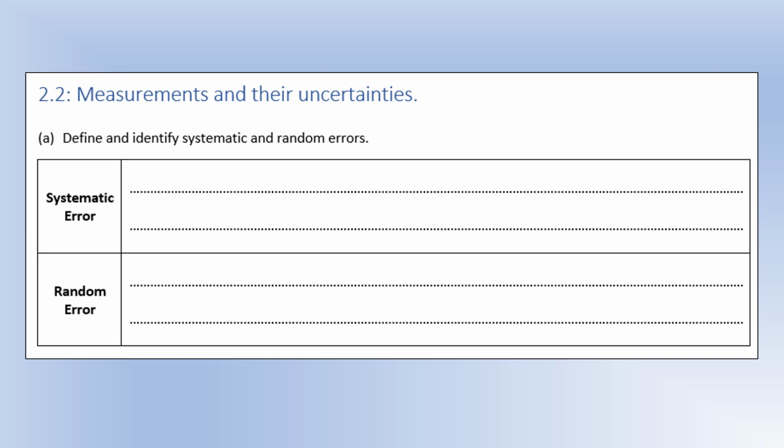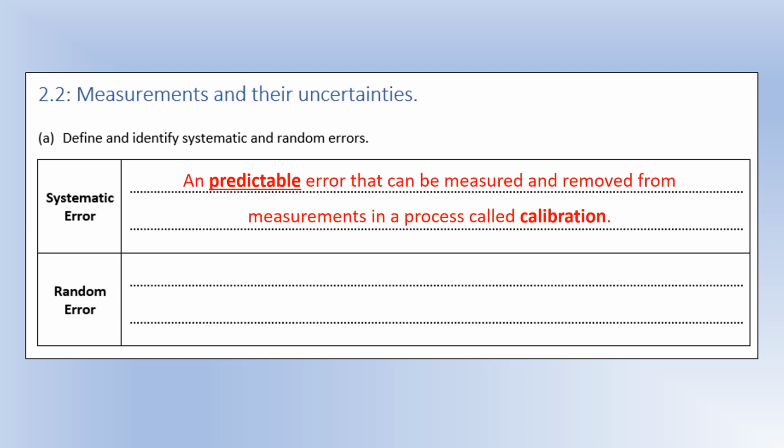Okay, so let's take a look. So a systematic error, this is an error that is predictable. What a lot of people will write here is that the error is the same value every time. That's not exactly true. It just has to be a predictable error, which means we can remove it from our measurements, which is called calibration.